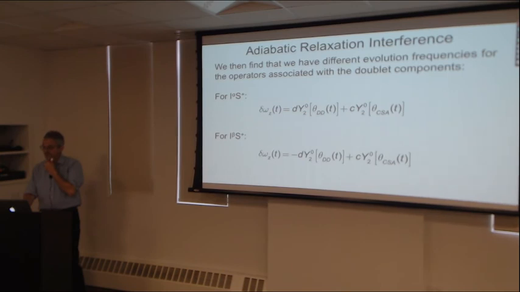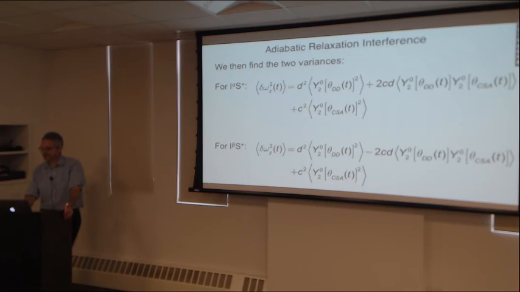So for one doublet component, the fluctuation on Z is the sum of the two, and for the other, the fluctuation on Z ends up being the difference of the two. And then we remember that our adiabatic expression was the average squared fluctuation times the correlation. So I just have to square these and average them. So I've done that here.